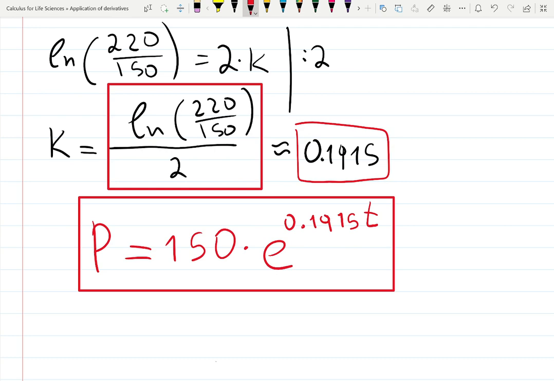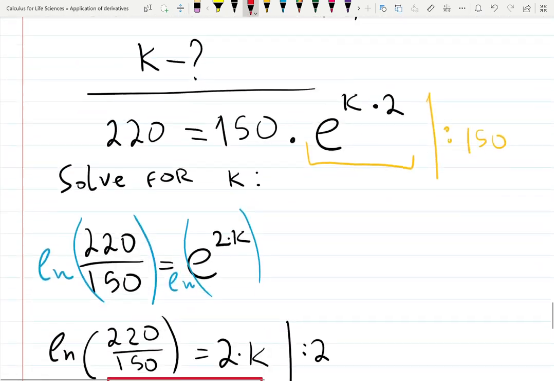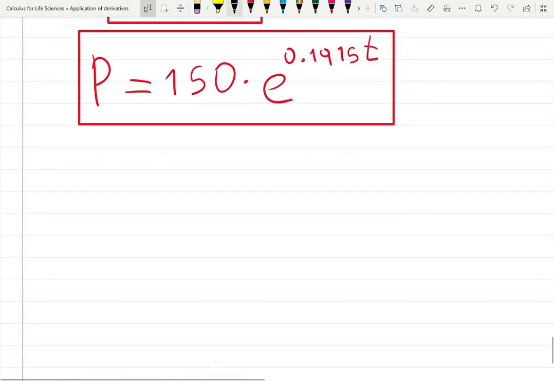Not too bad? And it is pretty interesting because it's exactly what people do in science. Second question, B. So you're kind of following the footsteps of scientists hired by CDC to calculate all of this stuff. Find the population at t equals 4 hours.